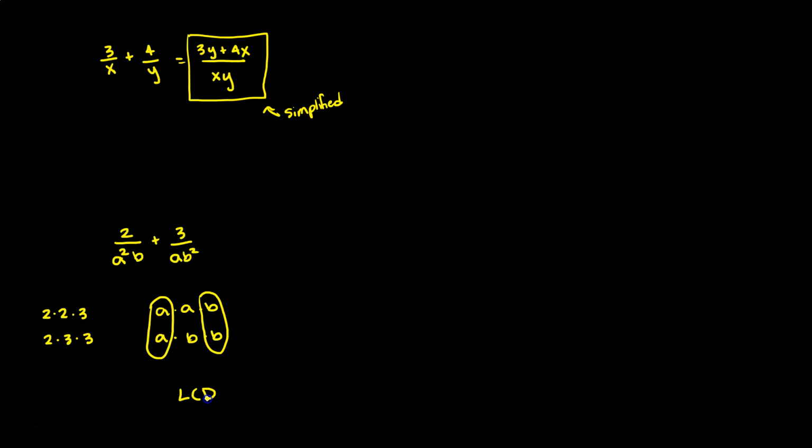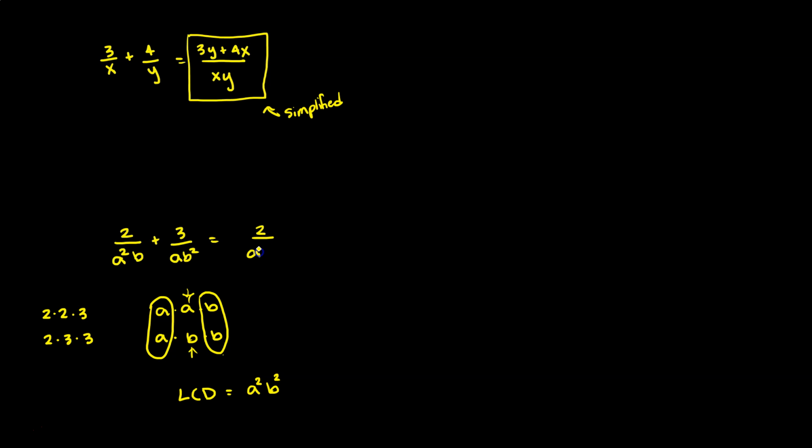So our least common denominator needs to have the a that they have in common, the extra a from the first denominator, the b that they have in common, and the extra b from the second denominator. So our LCD is a squared b squared. We're going to write these as equivalent fractions with the new denominator.